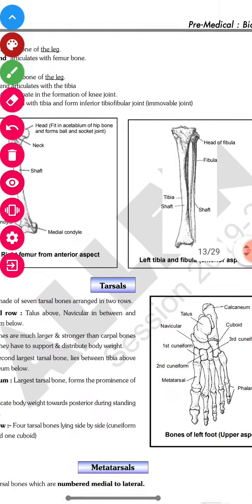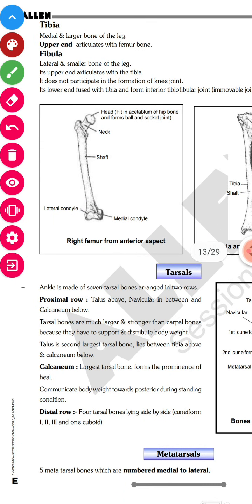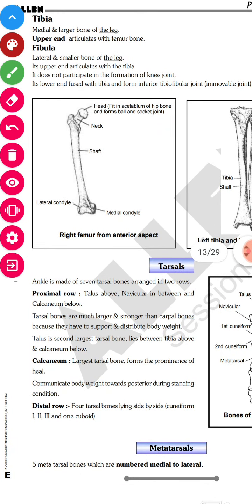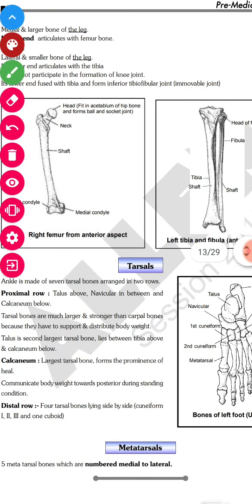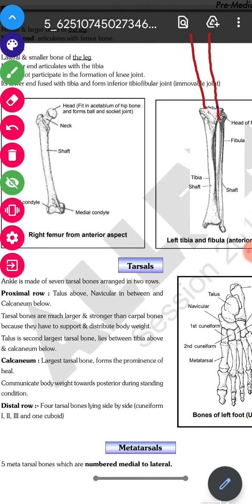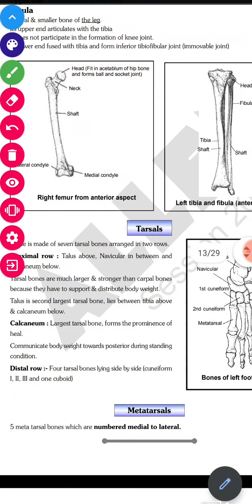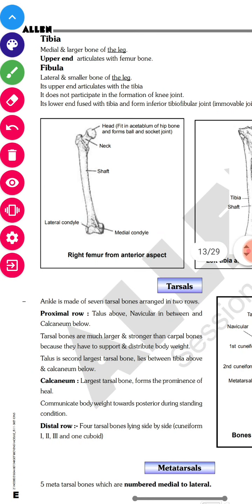Now one more thing you need to keep in mind is that the head of the tibia is going to be attached to the femur over here. See, here is the femur, and this is the tibia, and in between, the patella or kneecap is going to be there. So this was about tibia, that was motu.